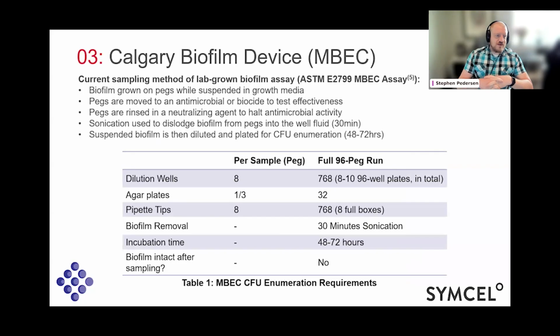The sampling method for the Calgary biofilm device is ASTM E2799 MBEC assay. Generally, the biofilm is grown on the pegs while they're suspended in the growth media. The lid with the pegs on it is then moved over to an antimicrobial or biocide test to test effectiveness. It is then rinsed with a neutralizing agent to halt the antimicrobial activity.